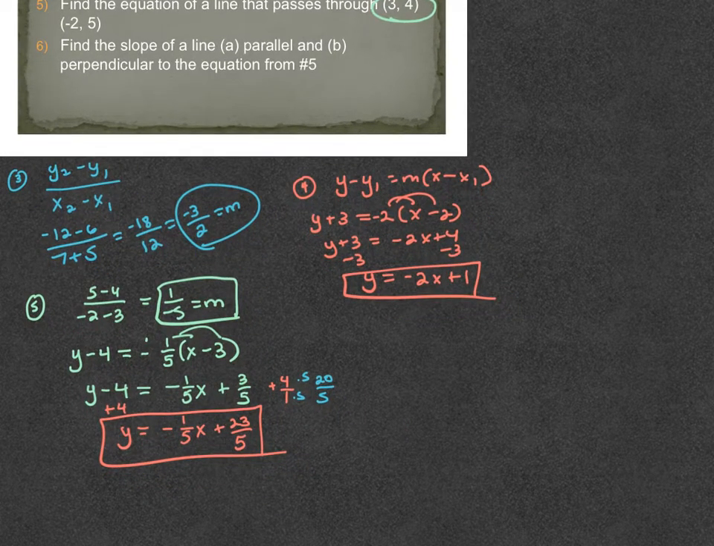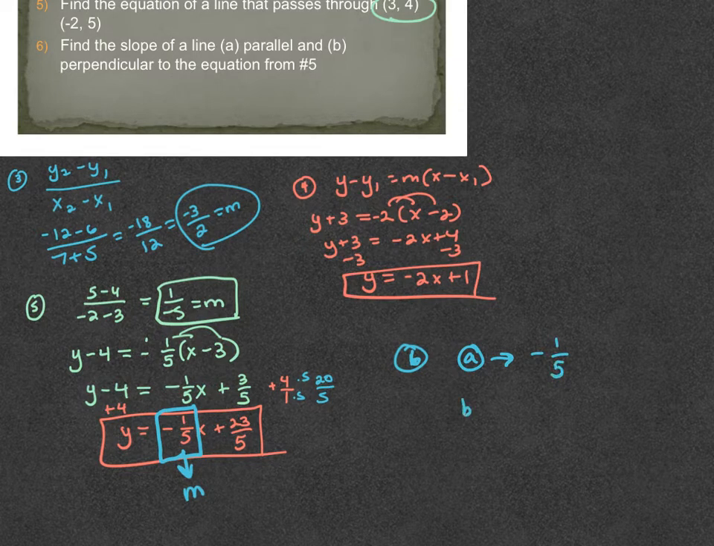All right, number 6, find the slope of a line that is A parallel and B perpendicular to the equation from 5. So here's my equation, and there's my slope. The slope of a line parallel to it is going to be the same, which is -1/5. The slope of a line perpendicular to it, remember we change the sign and flip it, which would be +5. Questions on any of the warm-up?